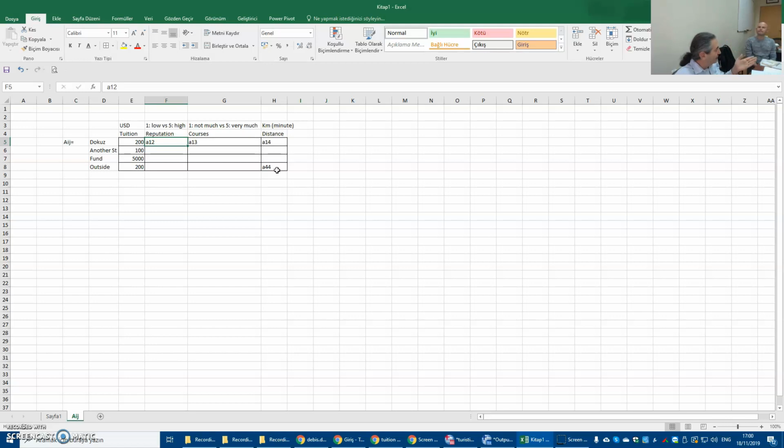Your 4, okay? 4. How about another university, okay, where education language is Turkish? 3 here, and Fund University, there are 2 Fund Universities in Izmir, you know, okay? Choose the university in Bornova. What's the assigned value for reputation? 2. Okay. And outside university, highly reputed, we know, probably 5. Okay.